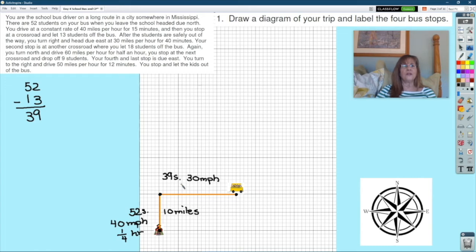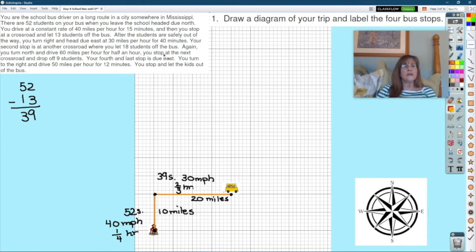What fraction of an hour is 40 minutes? So you need to be thinking about that, okay? It turns out that 2/3 of an hour is 40 minutes. Now, if we take and multiply this, 30 times 2/3, it will tell us how far you have driven. And it turns out it's 20 miles.